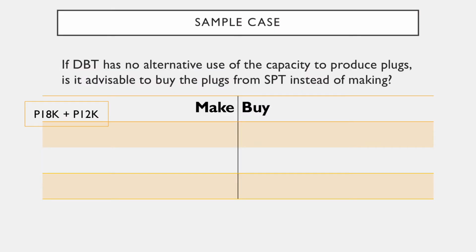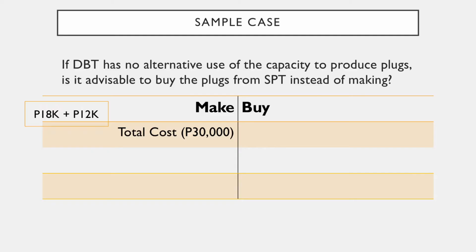Say, for example, in the make option, in the same case, the total cost would be 18,000 plus 12 times 1,000. This is the fixed overhead. We would have a total cost of 30,000 under the make option.